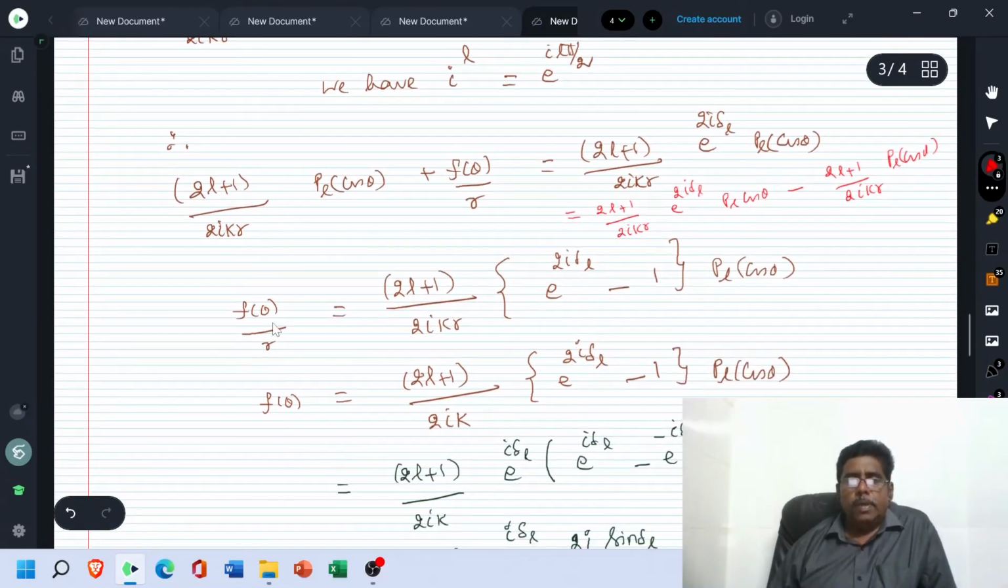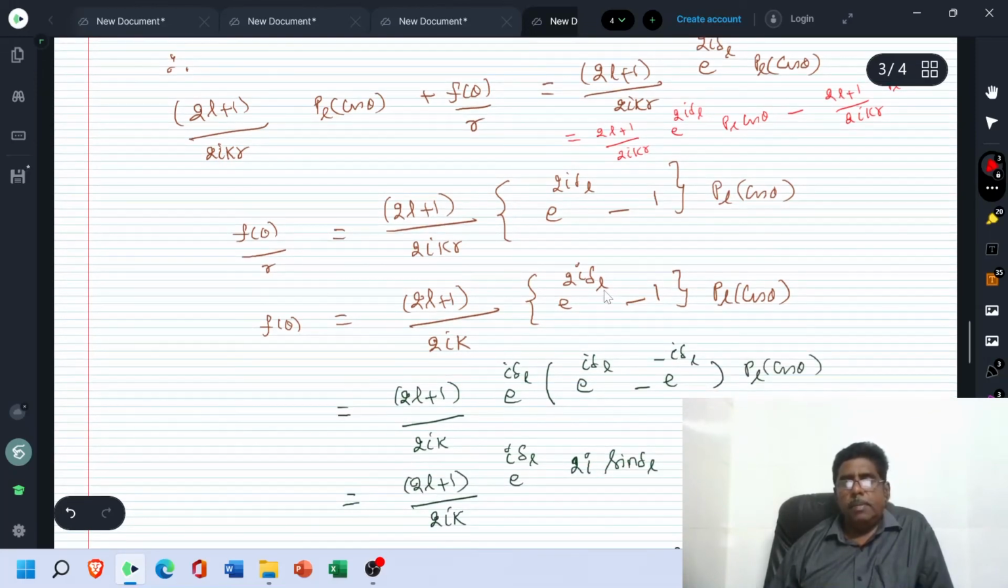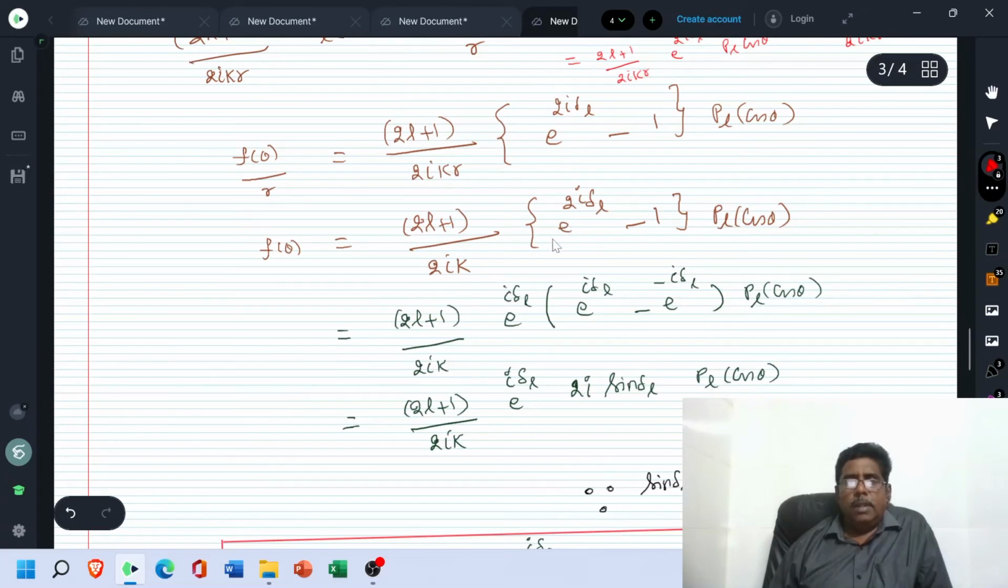Now, f(θ) is equal to (2L+1)/(2ik) into (e^(2iδL) minus 1) into PL(cos θ), without r, as we have written. Then e^(2iδL) minus 1 is modified as e^(iδL) into (e^(iδL) minus e^(-iδL)). Now make the multiplication: e^(iδL) into e^(iδL) is e^(2iδL), and e^(iδL) into e^(-iδL) is e^0, and anything to the power 0 is 1. We can get this term. The entire expression is multiplied by PL(cos θ).